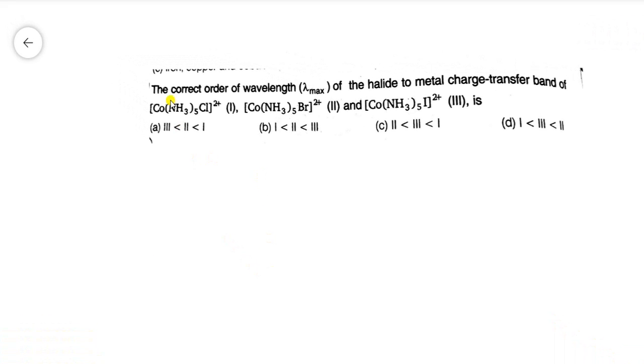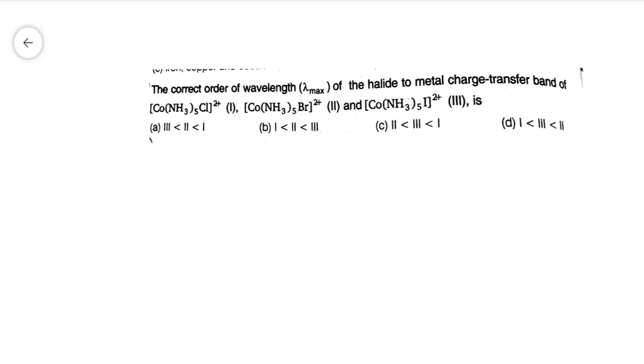The question is, what is the correct order of wavelength, that is lambda max, of the halide to metal charge transfer band of the given complex? The given complex consists of the halide ions chlorine, bromine and iodine. What is the concept?